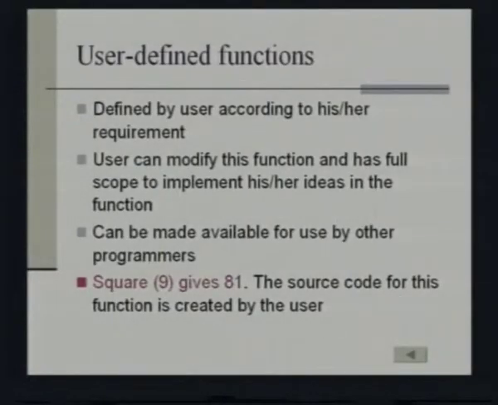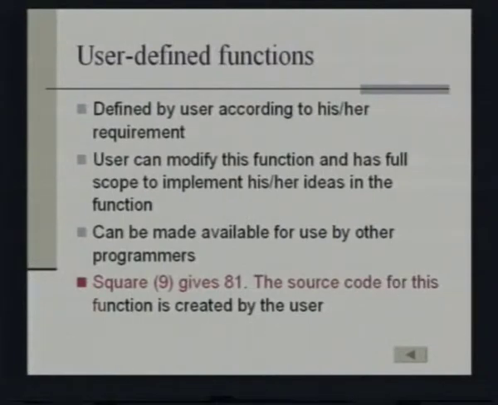So the function, say for a certain application we are writing this particular function, it can just be taken from our program and inserted into some other program also and used by another programmer. So that freedom is available. The square of 9 gives 81.